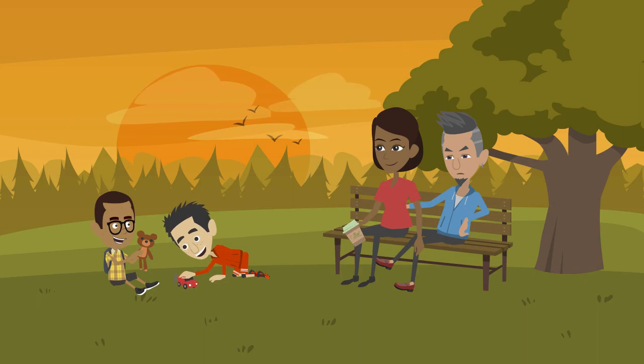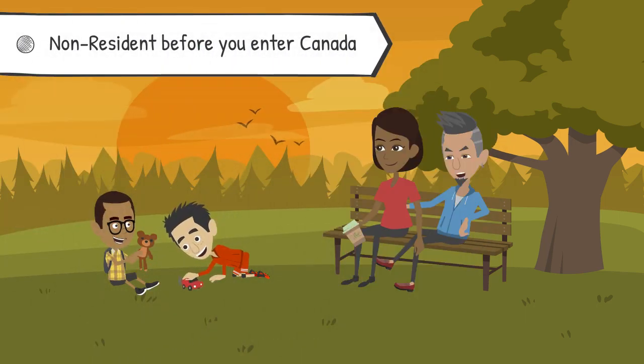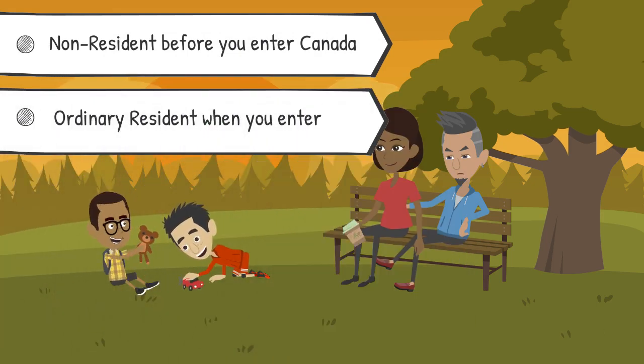If you're a newcomer to Canada, then the year that you arrive, you will have 2 different statuses for tax purposes. The first part of the year before you entered Canada, you are considered a non-resident. Once you enter the country, you become an ordinary resident for tax purposes.